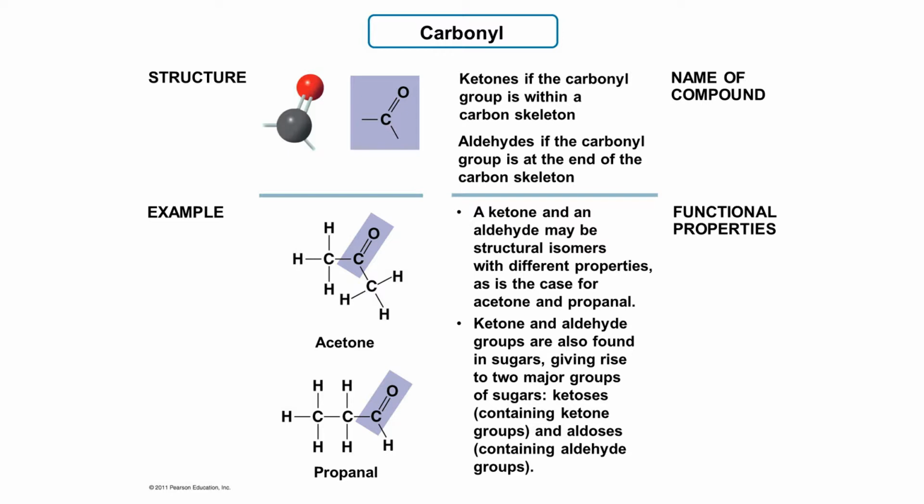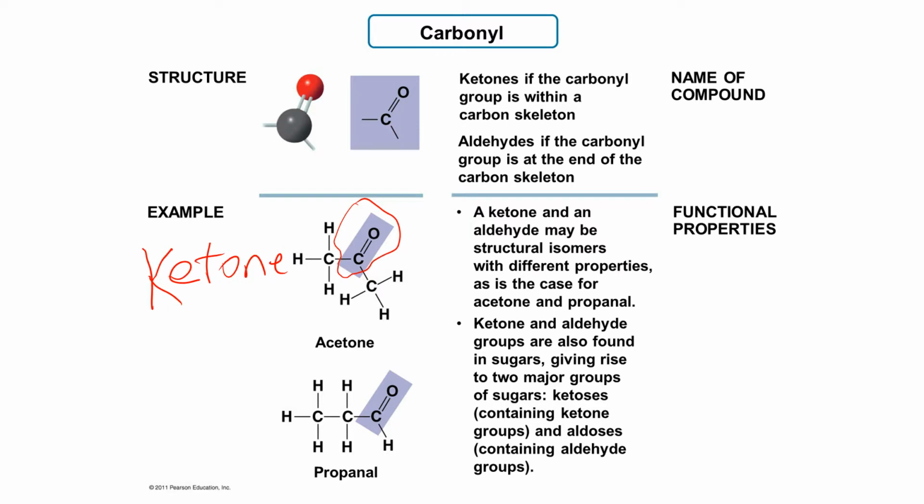Alright, so a carbonyl group is referred to as a ketone if the carbonyl group is found within the backbone of the carbon skeleton. So let's look at acetone. Notice that you have this carbon atom attached to the double bonded oxygen. Since this is found within the backbone structure of the organic molecule of acetone, this is a carbonyl group that's referred to as a ketone.